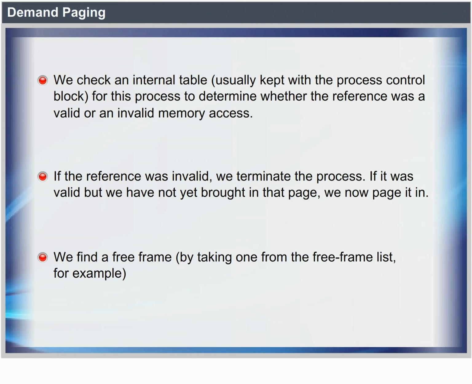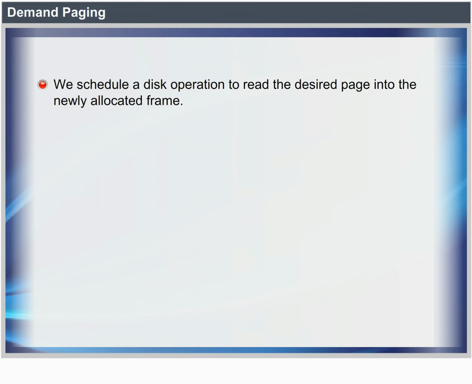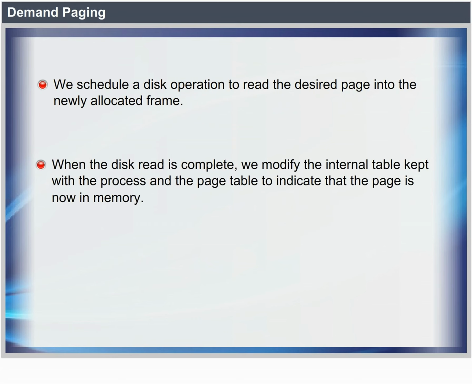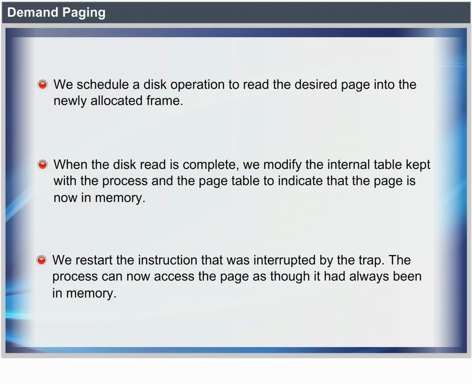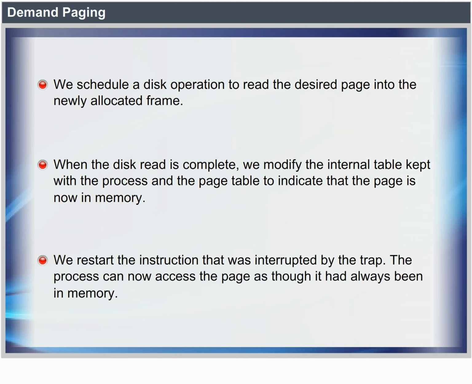We schedule a disk operation to read the desired page into the newly allocated frame. When the disk read is complete, we modify the internal table kept with the process and the page table to indicate that the page is now in memory. We restart the instruction that was interrupted by the trap. The process can now access the page as though it had always been in memory.